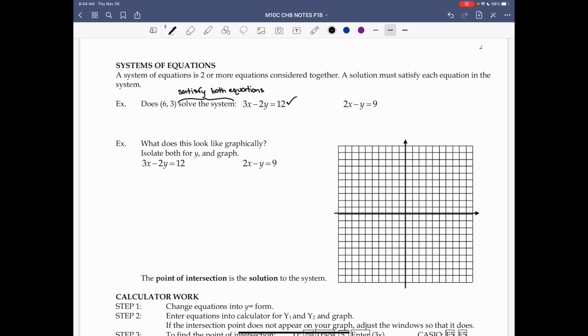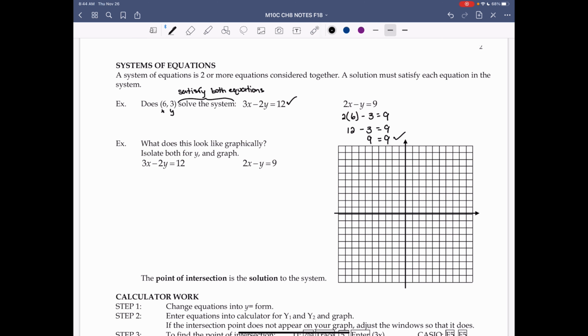So again, sub in 6, 3 for x and y. We get 2 times the x value, which is 6, minus the y value, which is 3, equals 9. 2 times 6 is 12, minus 3 equals 9, and 12 minus 3 is 9, equals 9. So we got the same thing on the left that we had on the right. Therefore, the point satisfies this equation, and because it satisfies both equations, then it satisfies the system.